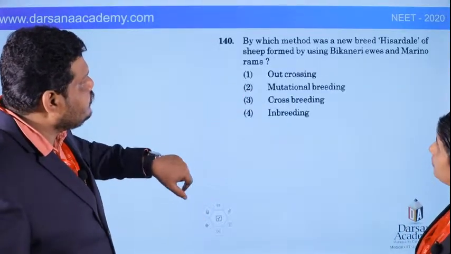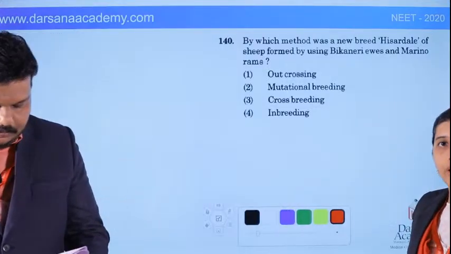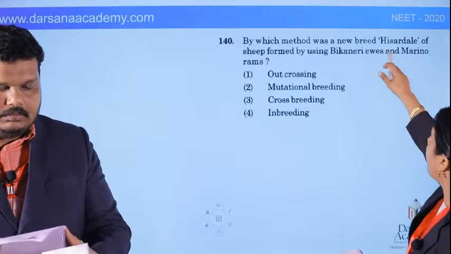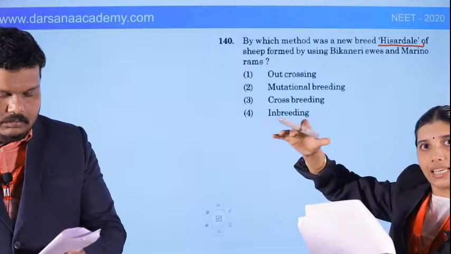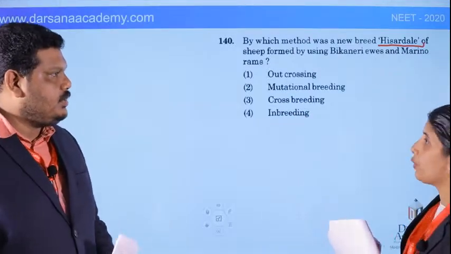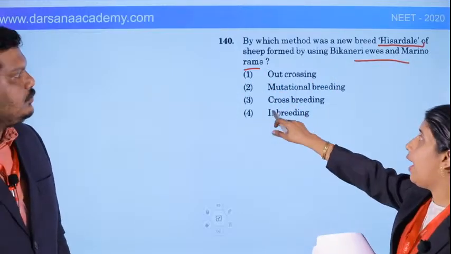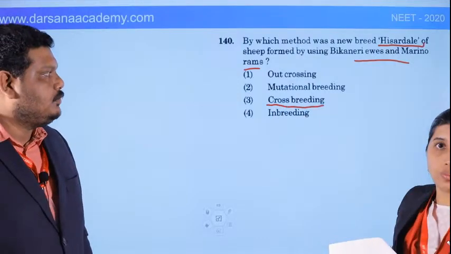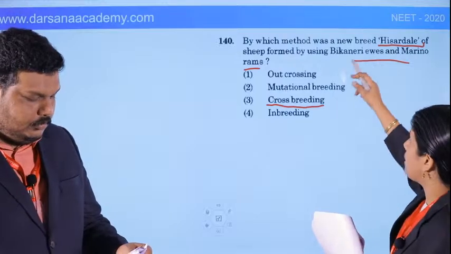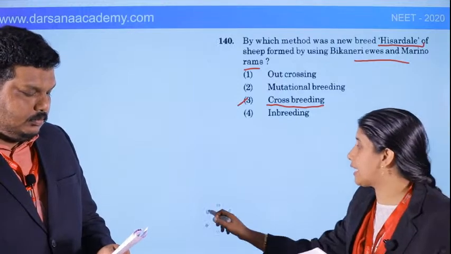Okay, move on to the next question. Yes, that is from strategies for enhancement in food production. We know that there is plant breeding and animal breeding. That is question number 140. By which method was the new breed Hisardale of sheep formed by crossing Bikaneri ewes and Marino rams? We know that is crossbreeding, right? Crossbreeding is an outbreeding. Outbreeding includes outcrossing, crossbreeding, and interspecific hybridization. Among these, Hisardale formation is a crossbreeding type.